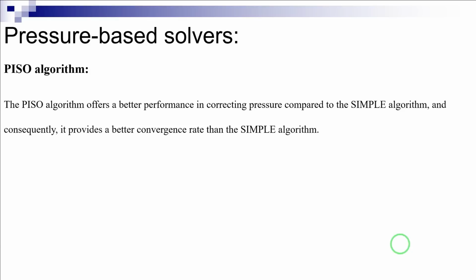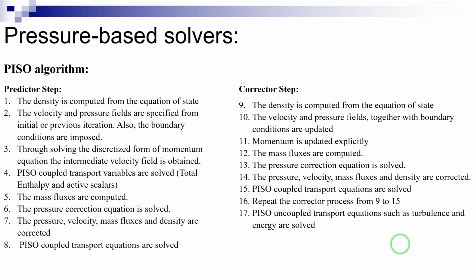Summary of the PISO algorithm is presented here. Note that in the PISO algorithm we have two steps, predictor and corrector. First, the predictor step is presented here. Predictor step: the density is computed from the equation of state. The velocity and pressure fields are specified from initial or previous iteration. Also, the boundary conditions are imposed. Through solving the discretized form of the momentum equation, the intermediate velocity field is obtained.